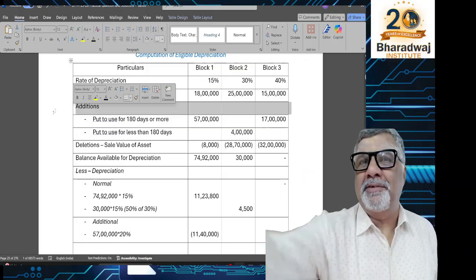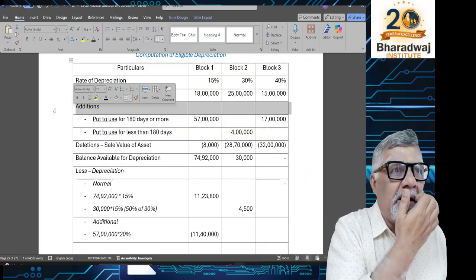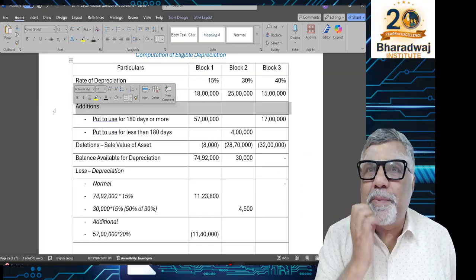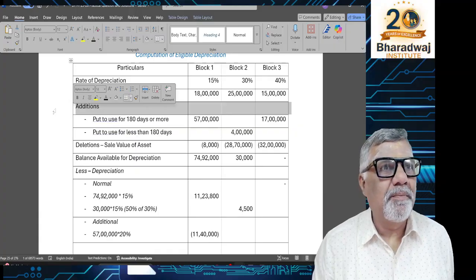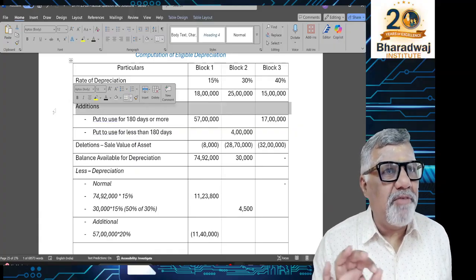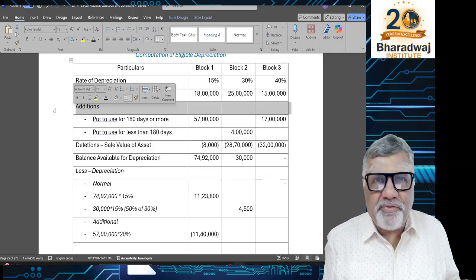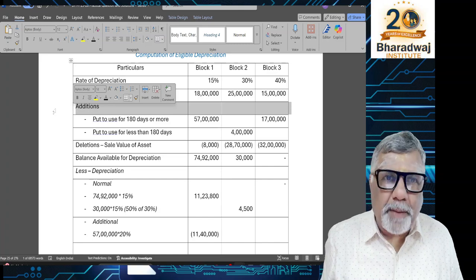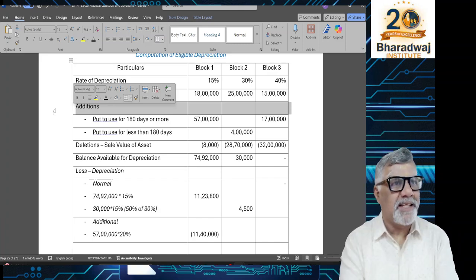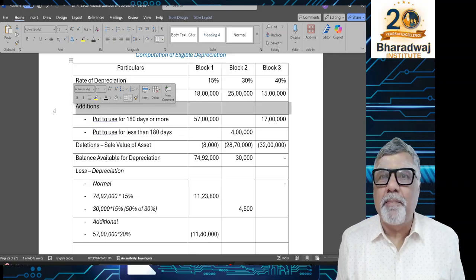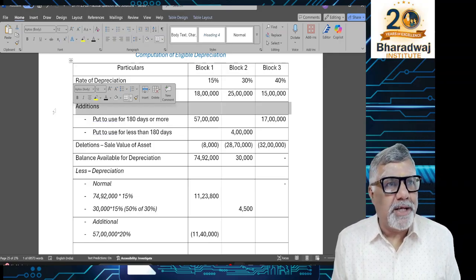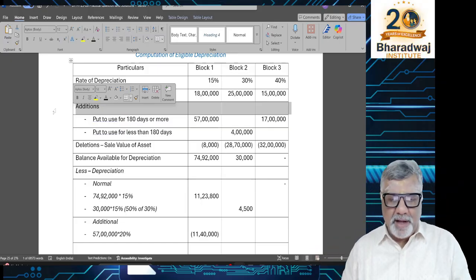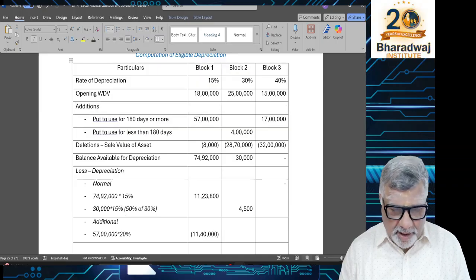If there is an addition and the conditions are satisfied, irrespective of whether the block value exists or not, you can claim additional depreciation. Even for block 3, we are going to claim. Is it a manufacturing entity? Have they purchased a new plant and machinery used for the purpose of manufacture? Give additional depreciation. It has nothing to do with the balance available in the block. Balance available in the block is only for normal depreciation. Additional can be claimed. I will write the provision under the solution.